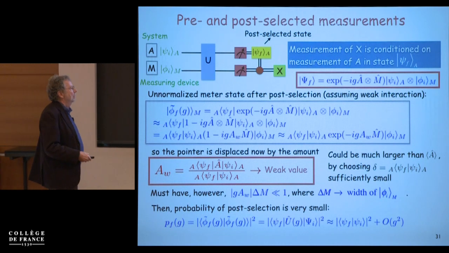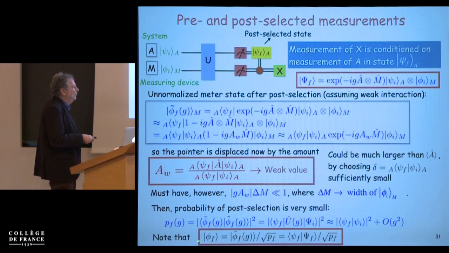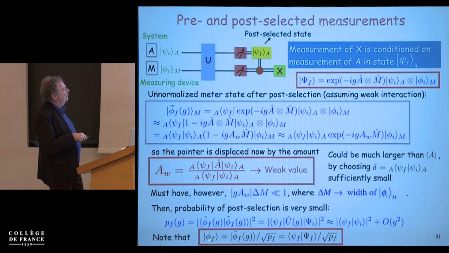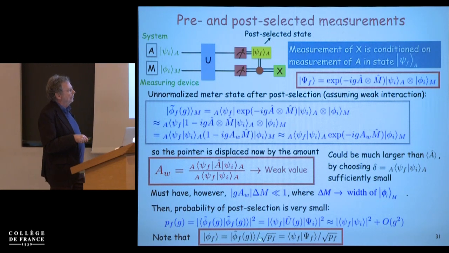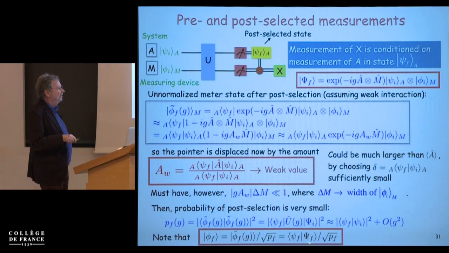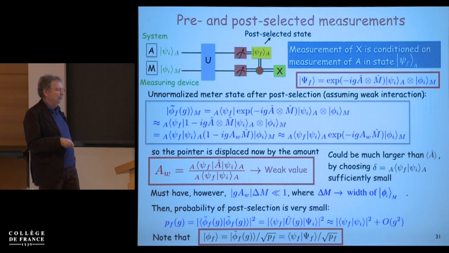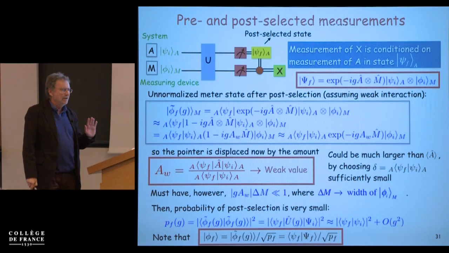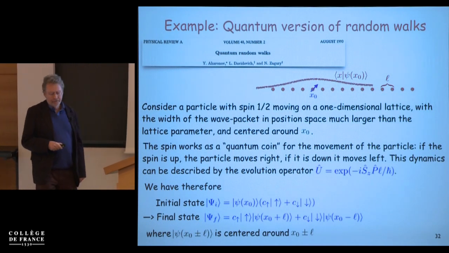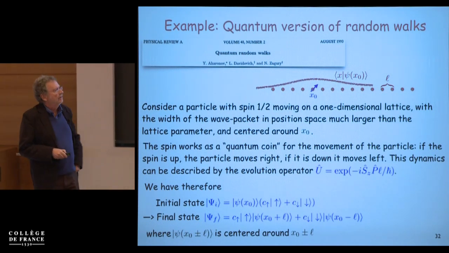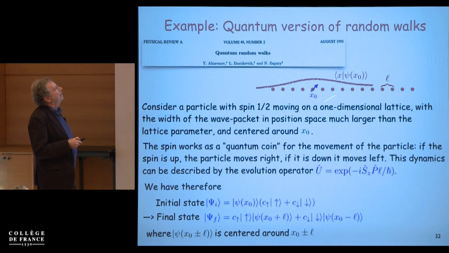Okay? Now, just note that the normalized expression for this final state of the pointer after post-selection is given by this. It's just the normalized state divided by the square root of the probability, and this can be written like that. We are going to use this in the following. Okay? Now, example of weak value amplification. It's the quantum version of random walks.